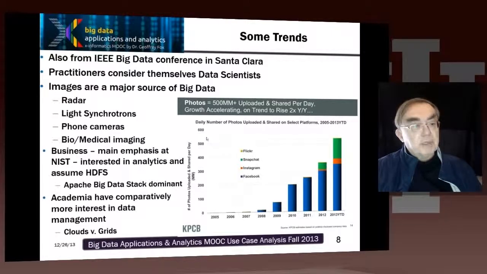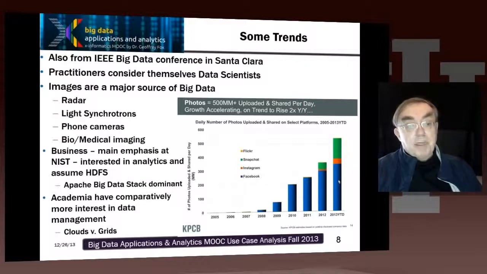Another interesting feature, which you'll see when we come to the actual big data use cases, is that images are a really critical source of big data. This is shown on the right by this standard plot of the number of photos uploaded and shared per day. At the moment in 2013, we have over 500 million images uploaded every day. The interesting thing is that Flickr is too small to be seen. Snapchat, Instagram, and Facebook dominate the upload of images.